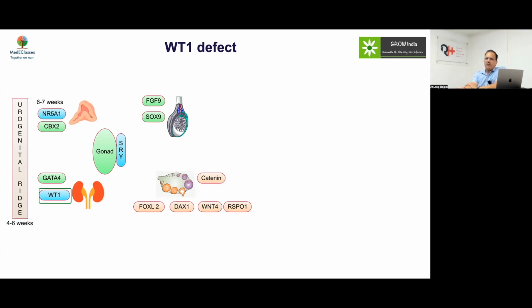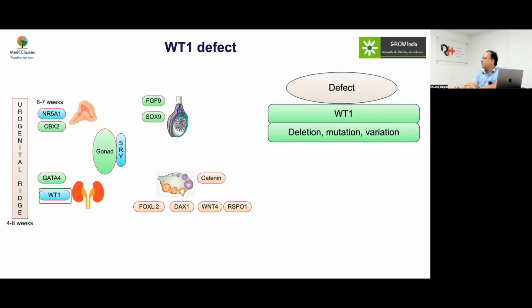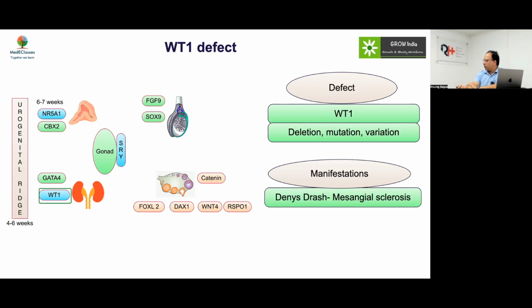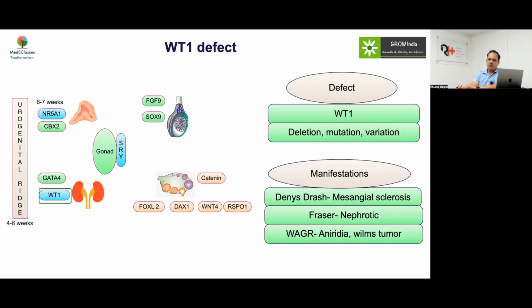Now, WT1 defect is associated with renal abnormalities, and we are well aware that these abnormalities may present just with nephrotic syndrome, renal failure, or they may present with DSD, predominantly XY DSD. The manifestations include mesangial sclerosis for Denys-Drash syndrome, nephrotic syndrome for Frasier syndrome, and WAGR syndrome, which is associated with Wilms tumor, aniridia, and other abnormalities.